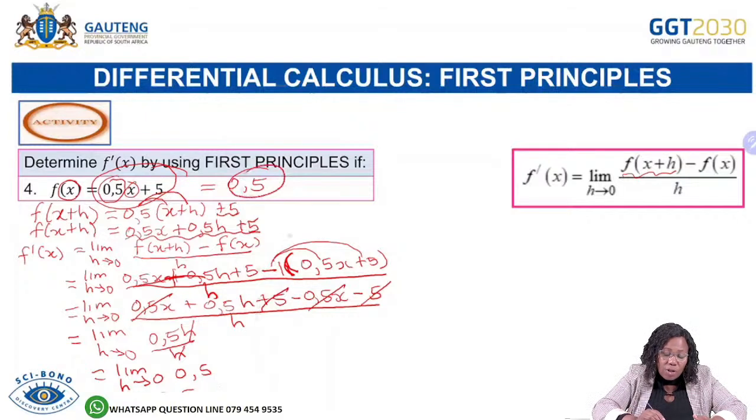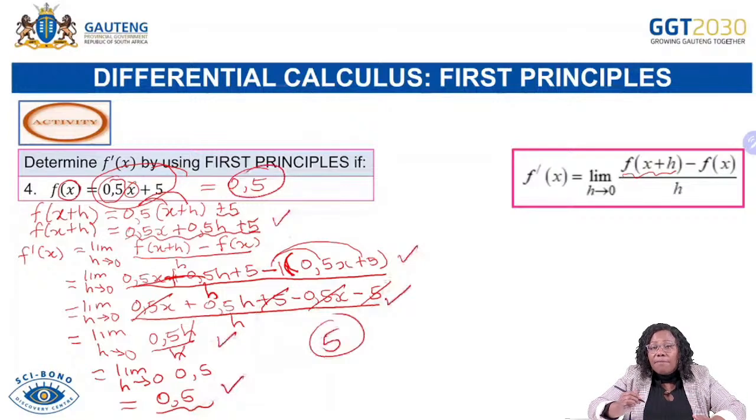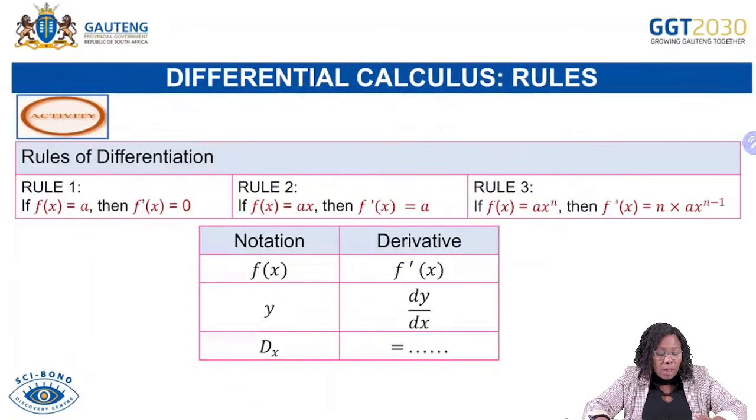And then the mark allocation: f at x plus h, substitution, simplification, h, and then the final answer for the problem is worth 5 marks. And then now we move to the second subtopic, where we are applying the rules of differentiation. That will be the question after the first principle in your calculus. And then we have rules that we follow when we are differentiating using the rules.